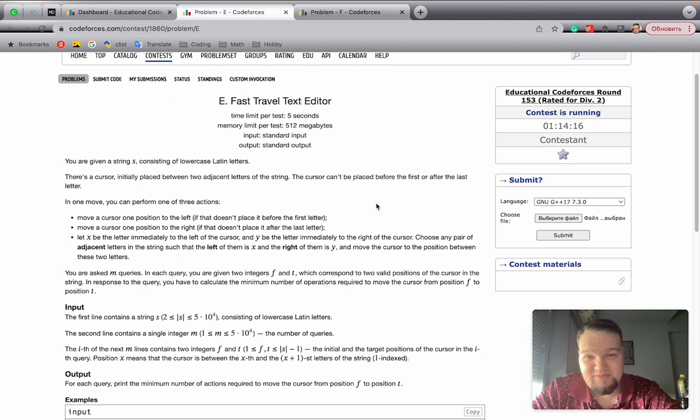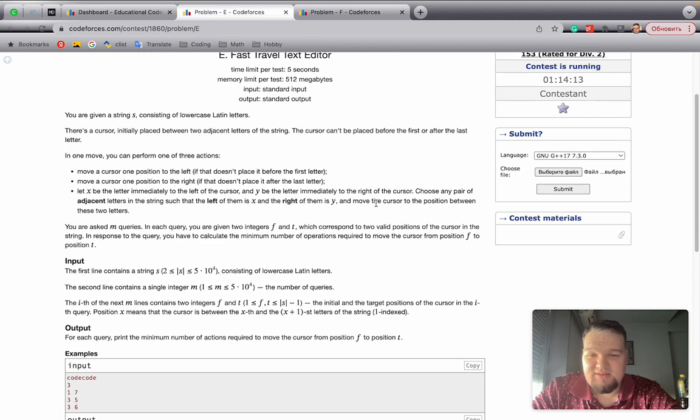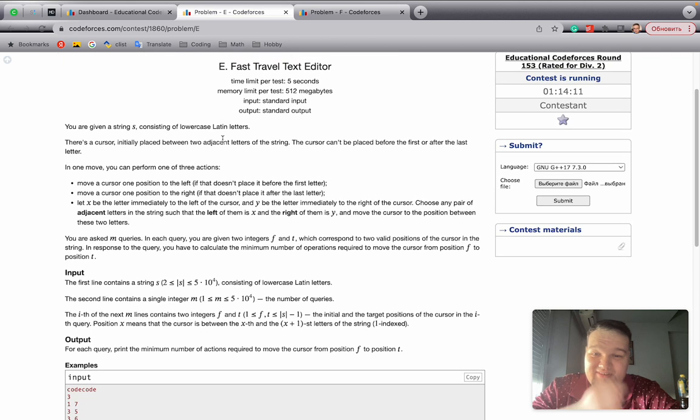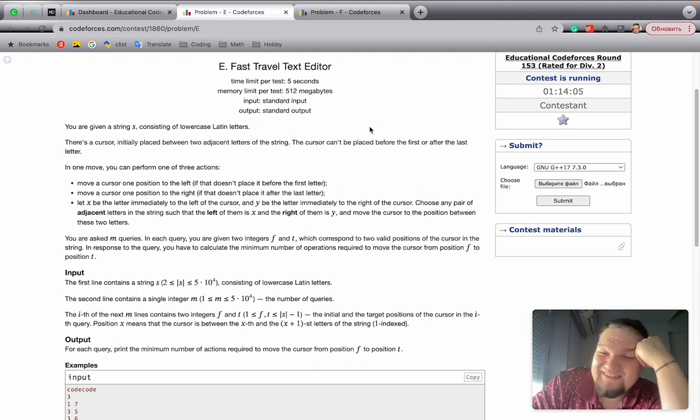Okay, next problem, problem E. Oh no, again some strings. Again, string, text editor, it sounds awful. Cursor between two adjacent letters. The cursor can't be placed before the first or after the last letter. Interesting. In one move, you can perform one of 3 actions. Move left, move right, and we still cannot go to the left of everything and to the right of everything. Okay, and the third action is interesting probably.